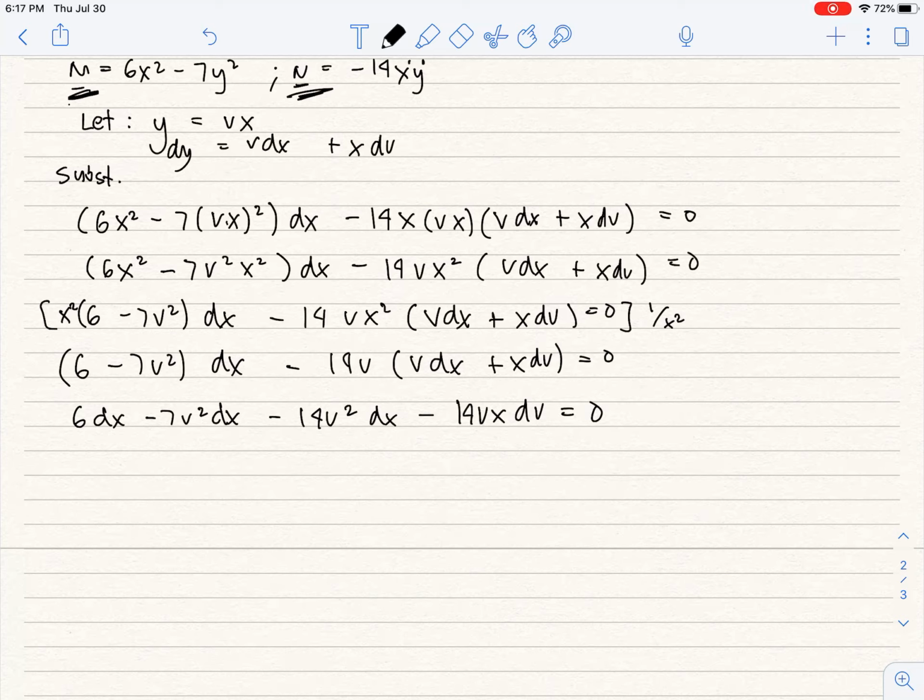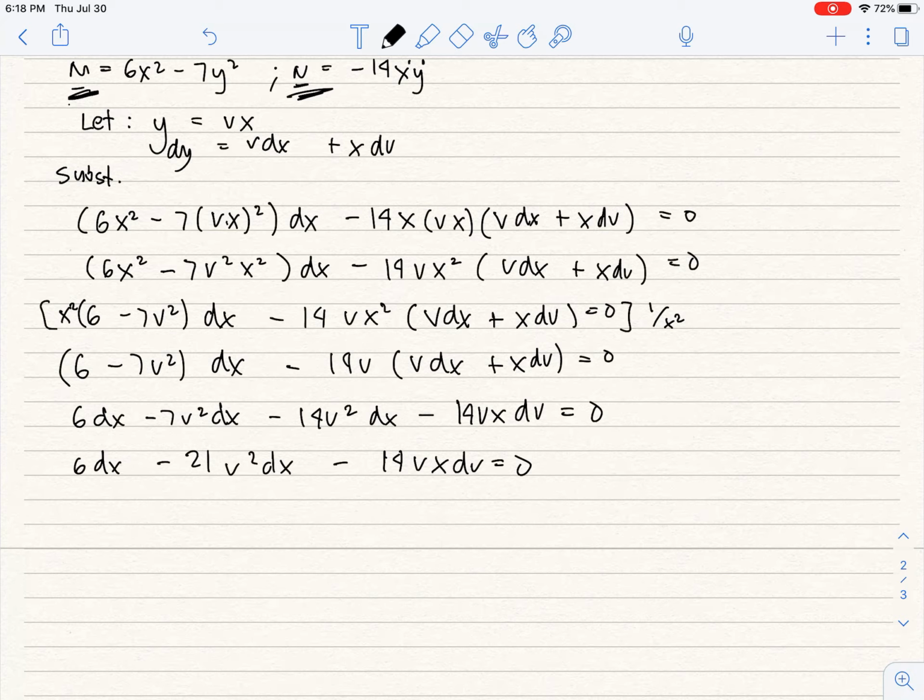Okay, so let's look for like terms. What I see is this and this, so we copy 6 dx, negative 7v squared dx minus 14v squared dx is just negative 21v squared dx, minus 14vx dv is equal to 0.